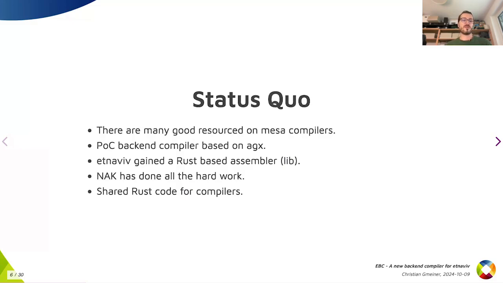Now, after several months, NAK has made a lot of progress and done all the hard work of proving Rust can be used for backend compilers in Mesa. But there is no shared Rust code for compilers. This isn't a problem, but it means that someone might want to work on that topic.